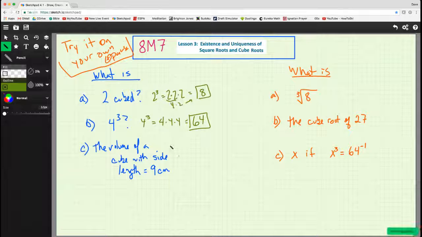Now we ask a different question. This is the same question, but asked differently, like a word problem. What is the volume of a cube with side length 9? Well, let's just draw that cube.